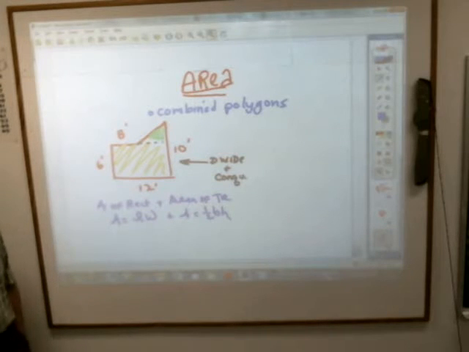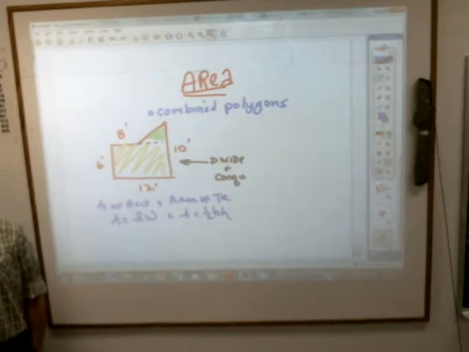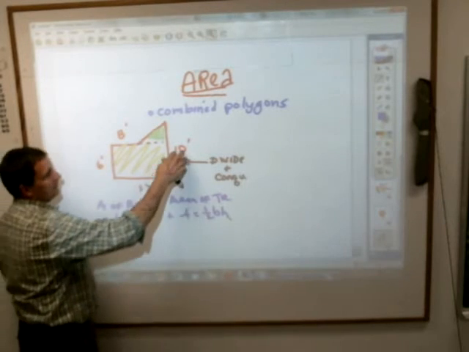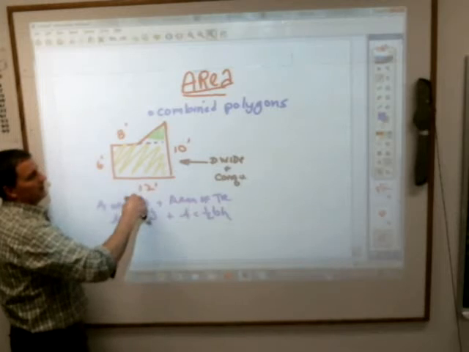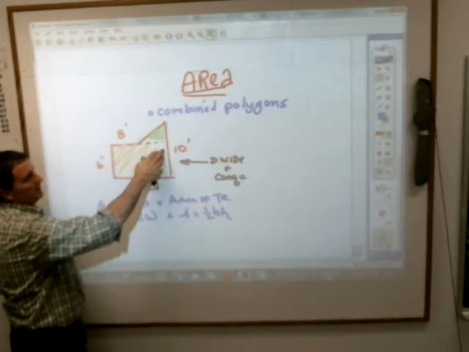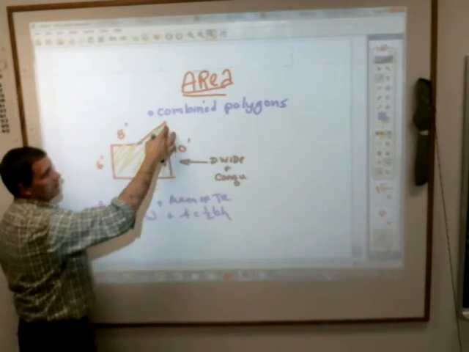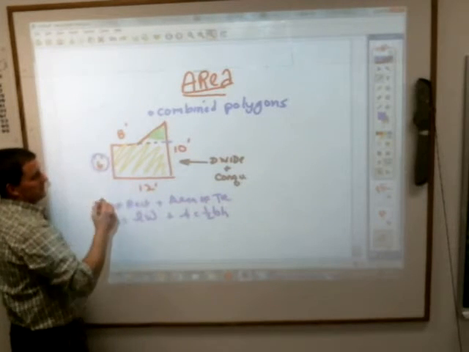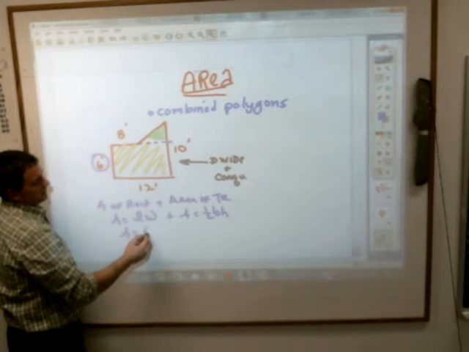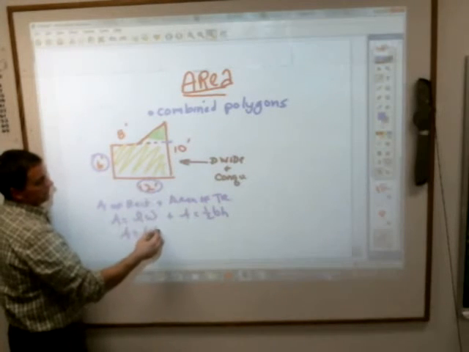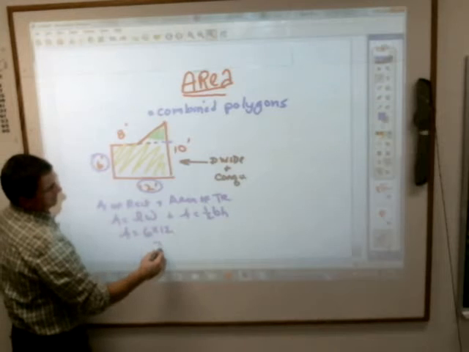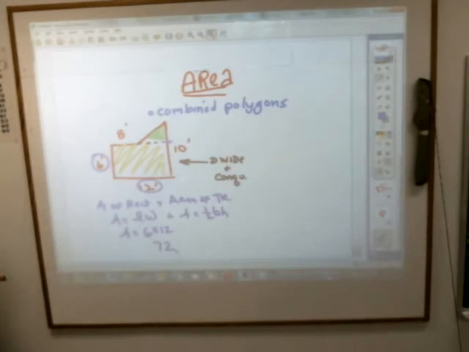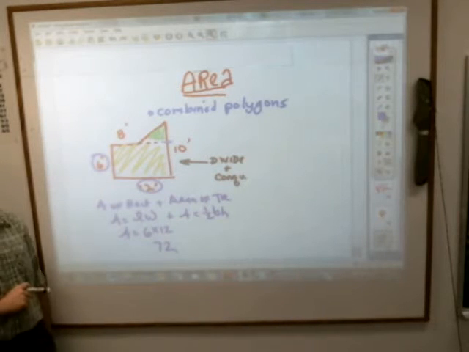Doing the easy one first, the rectangle. What is the length and the width of the rectangle? And here's where you have to be very careful, because everybody sees this 10 over here, and they think that that's the width of the rectangle, and it's not. 10 goes all the way to the top. You are stopping here for the rectangle, so you have to use this 6. So the area equals 6 times 12, and that is what? 72.